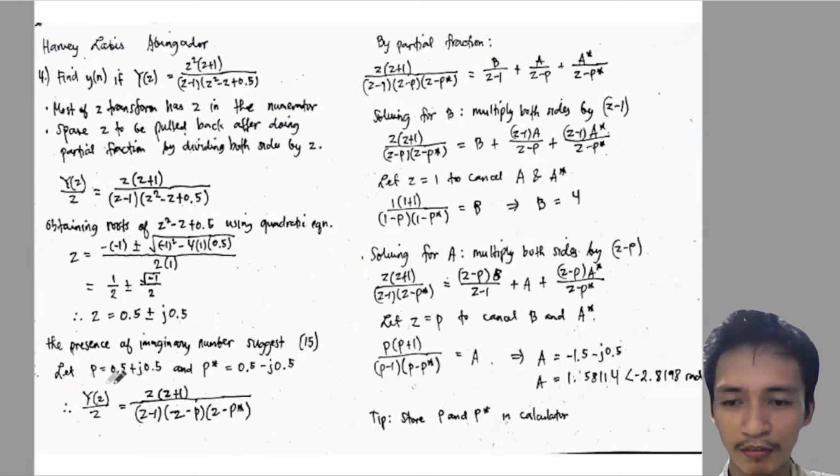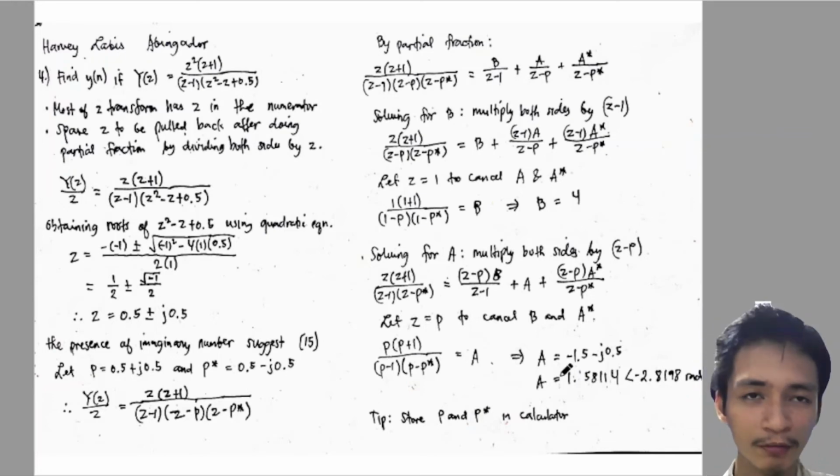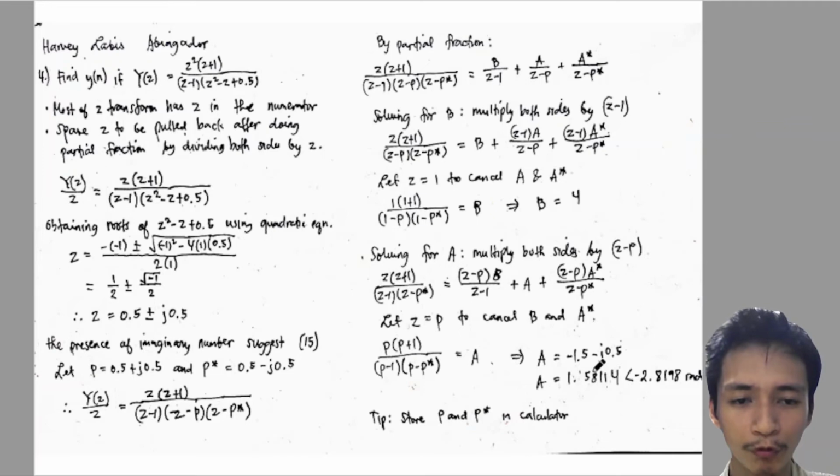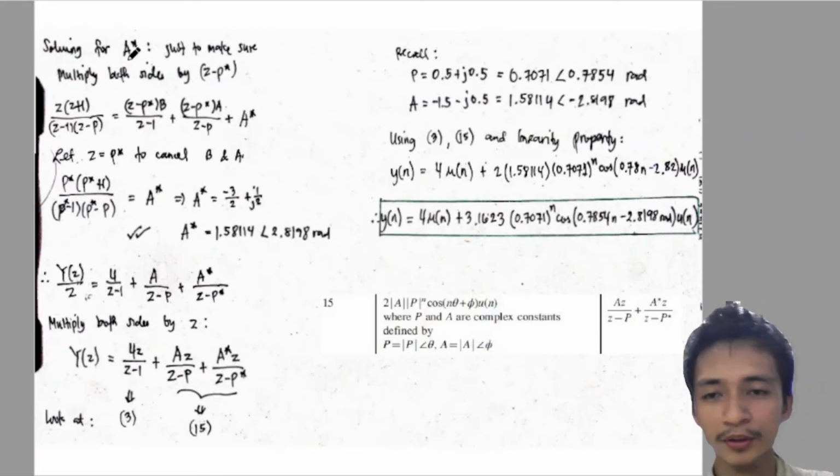If you use this definition of p and p conjugate, we arrive at A equals negative 1.5 minus j 0.5. And if you take the polar form, you get 1.58114 with angle negative 2.8198 radian. Just a tip to solve this in a calculator, it is easier if you store the value of p and p conjugate in a variable and just substitute it whenever you need it in the expression. We have B and A, so now let's move on to A conjugate.